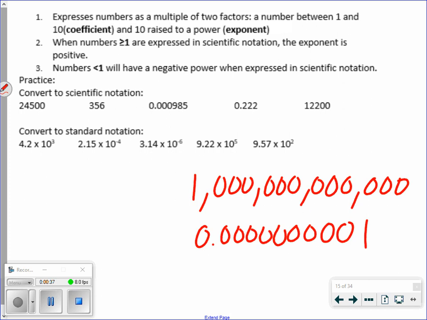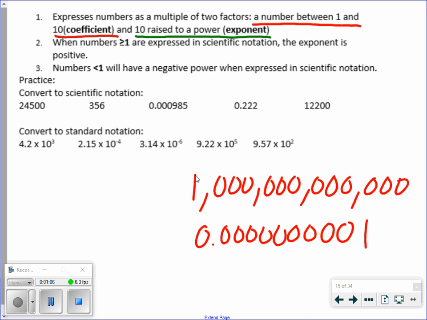So when we're writing in scientific notation, there are two different parts to the number. The first part is called the coefficient. It is a number between 1 and 10. It has to be between 1 and 10. That's your coefficient. And then it's followed by times 10 raised to a power, or an exponent. Those are the two different parts.